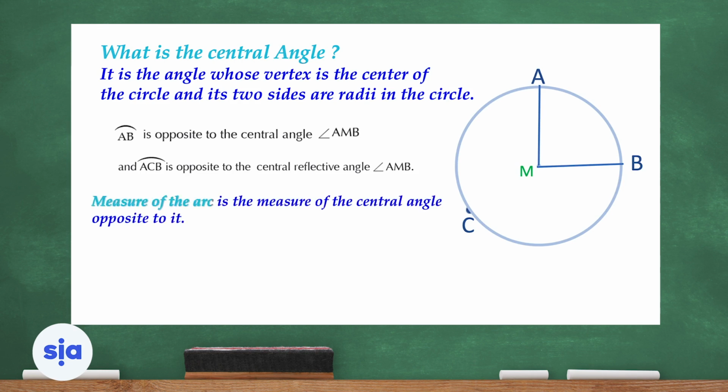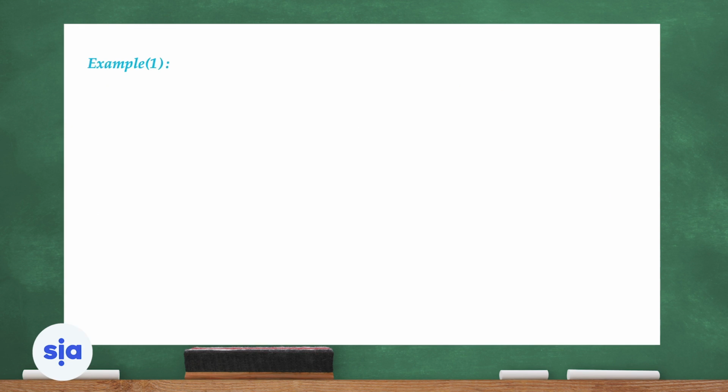How can we find the measure of the arc? The measure of the arc is the measure of the central angle opposite to this arc. Let's move to examples. Let's go to example 1.